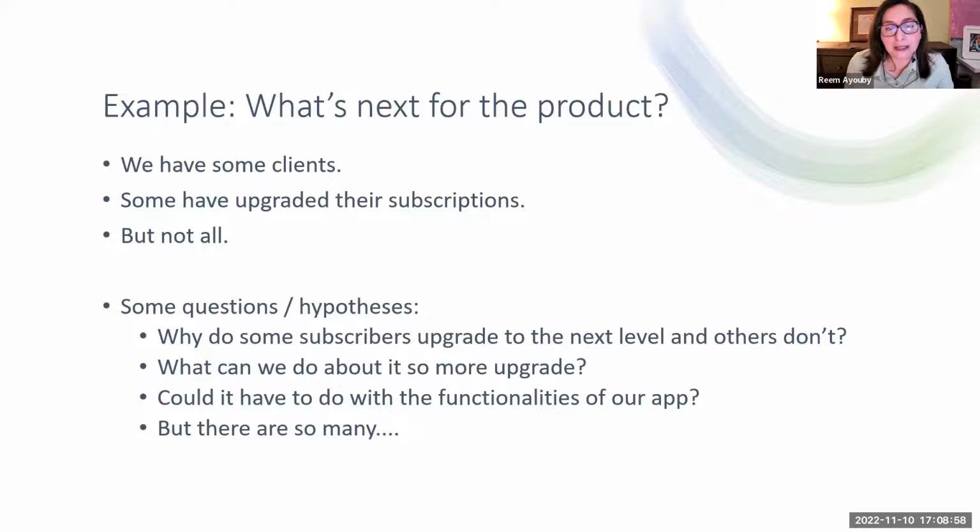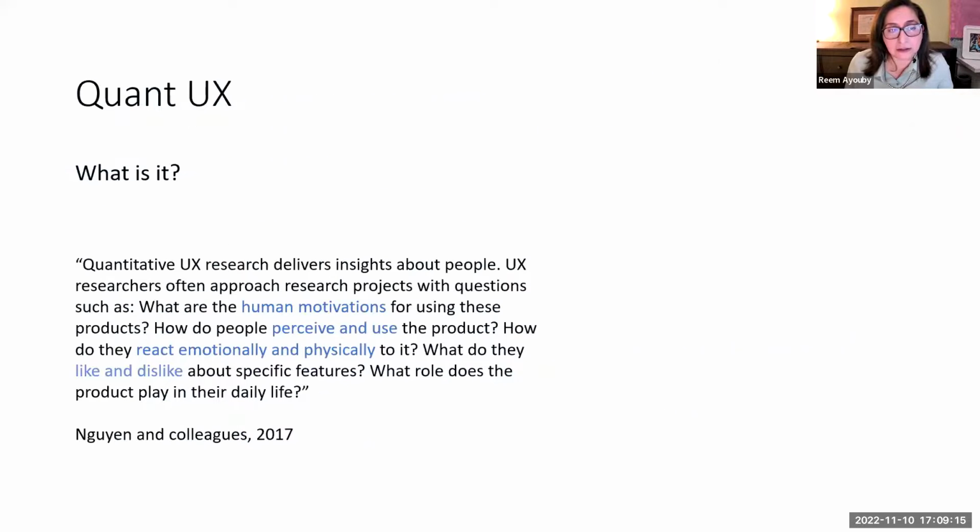If they're not happening, can we figure out why they're not happening? Can we make adjustments? Could it have to do maybe with the functionalities in our apps, maybe how they're perceived? And so there are lots of questions here that need to be answered.